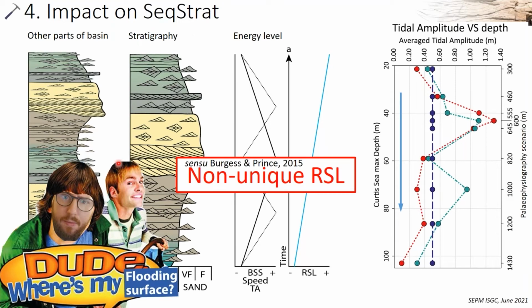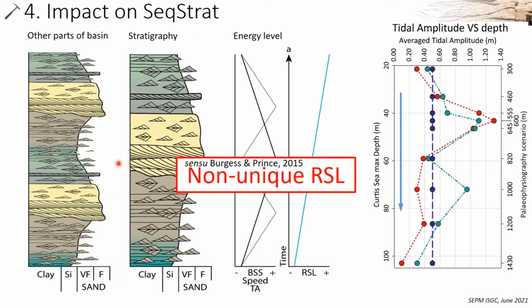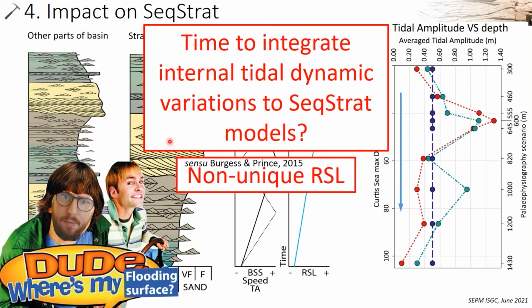So, going back to sequence stratigraphy, where's my flooding surface? How do I correlate these two packages? If this is what you have in your rock record, only this or both, you'll come up with completely different basin history curves. So is it time maybe to integrate these internal tidal dynamic variations in our sequence strat model?